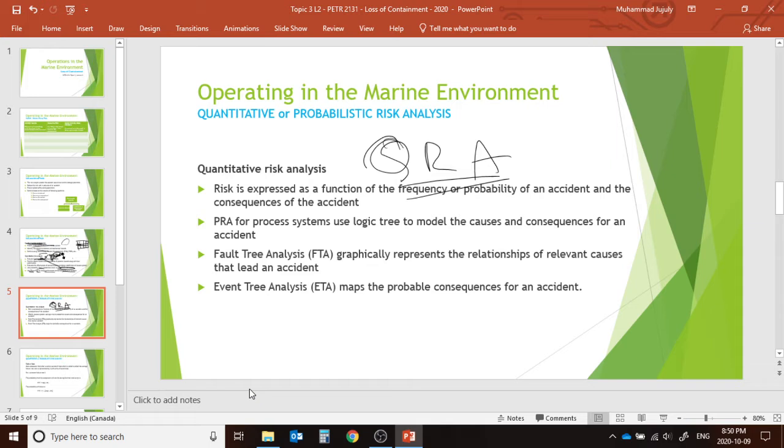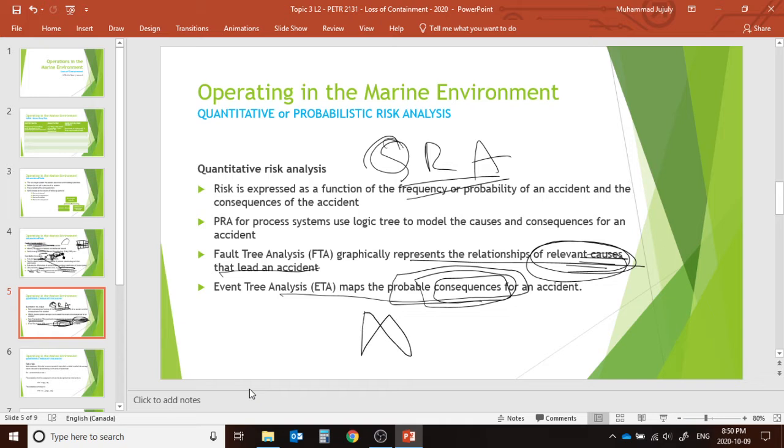Fault tree analysis is a graphical representation used to represent the relationship of the relevant causes that can lead to the incident. Event tree analysis maps the probable consequence of the incident. That means from the FTA you get the causes that lead to an incident, and from the ETA you get the consequences. Remember that. That's how we can match the ETA and FTA, and there's a tool called the bow tie method to combine the ETA and FTA.